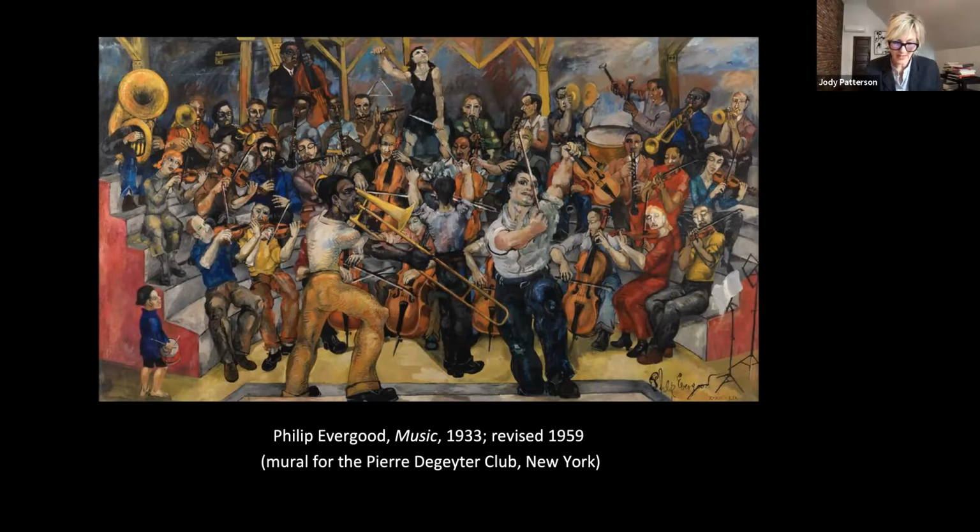The mural was painted for the Pierre de Guider Club in New York, a union of left-wing composers and intellectuals. With its deliberately disjunctive style, the painting is akin to the anthems and folk ballads created by Evergood's fellow de Guider Club members, thereby blending art and ideology in a social realist idiom that was intended to make both an artistic and a political statement.